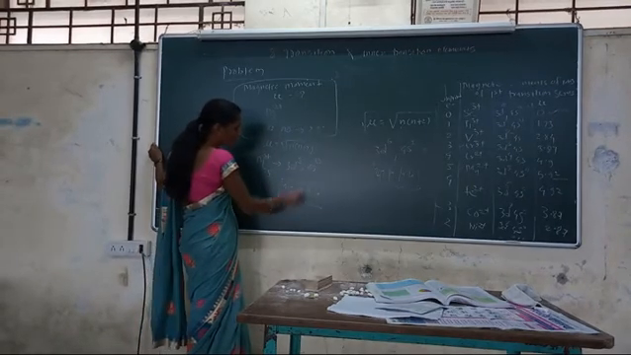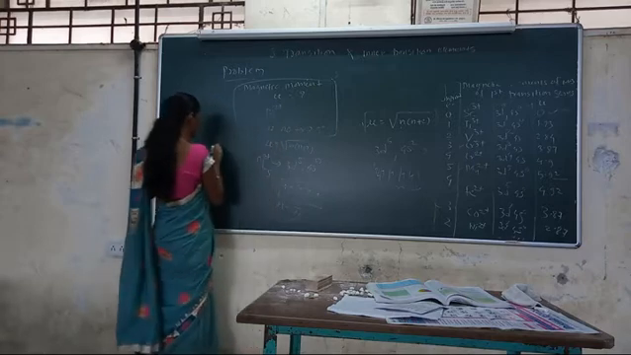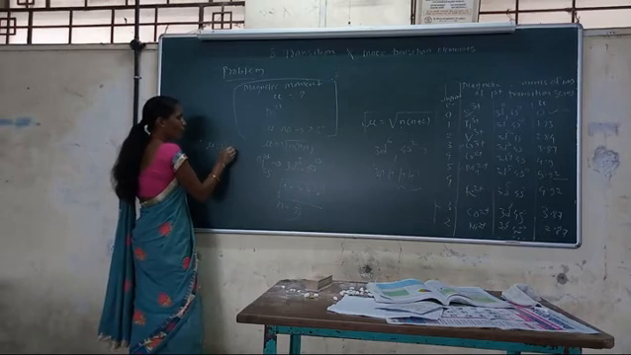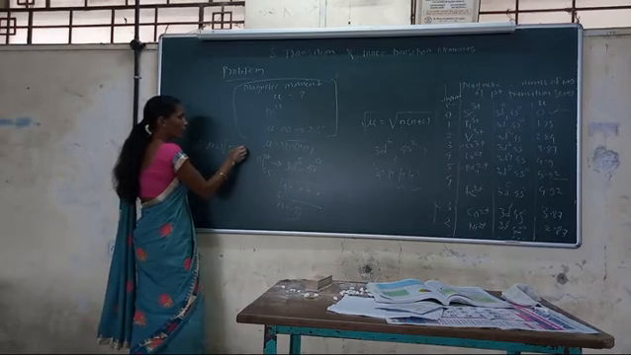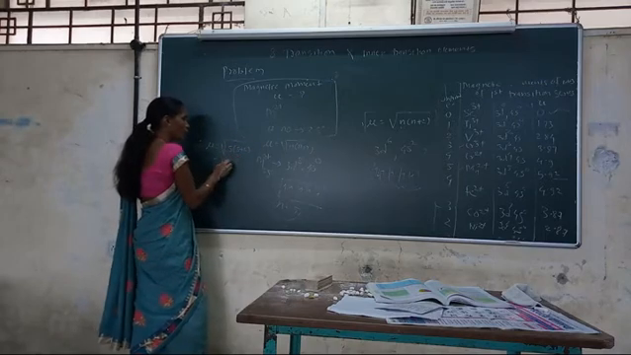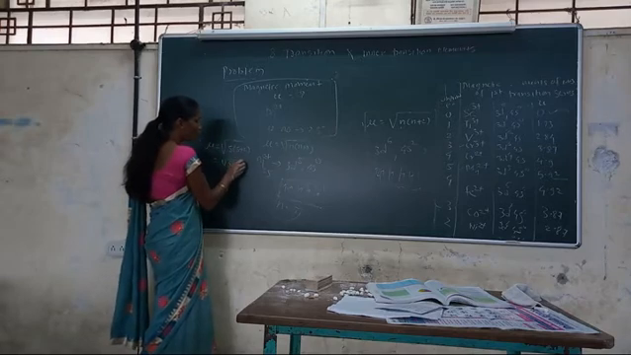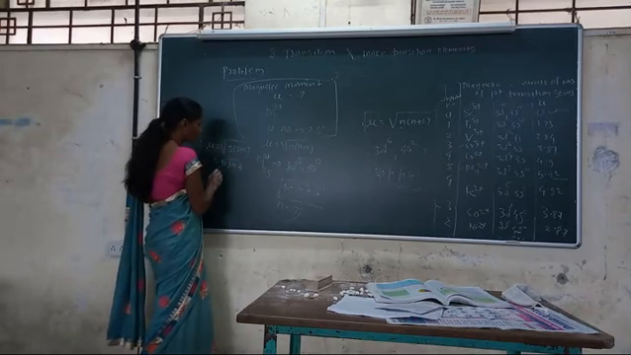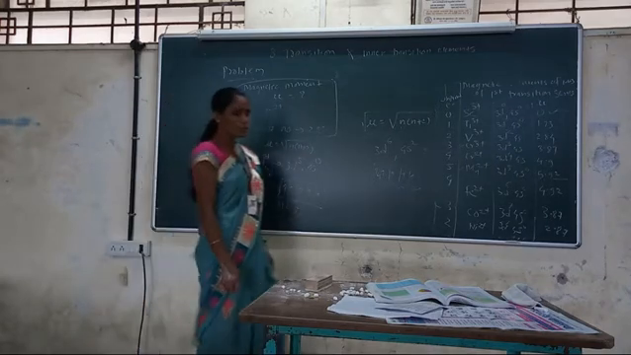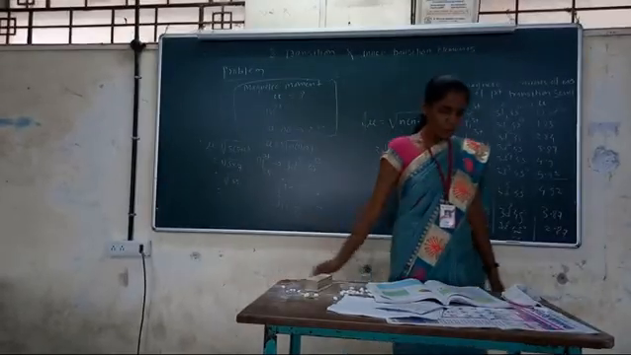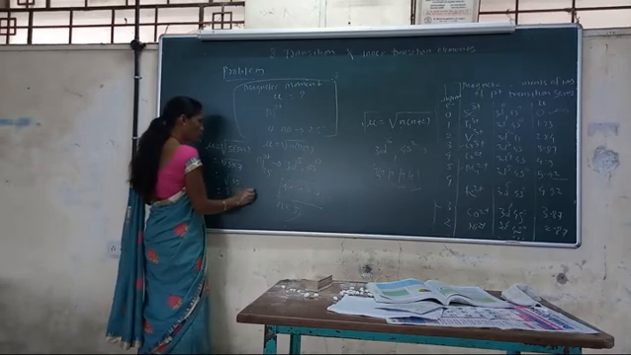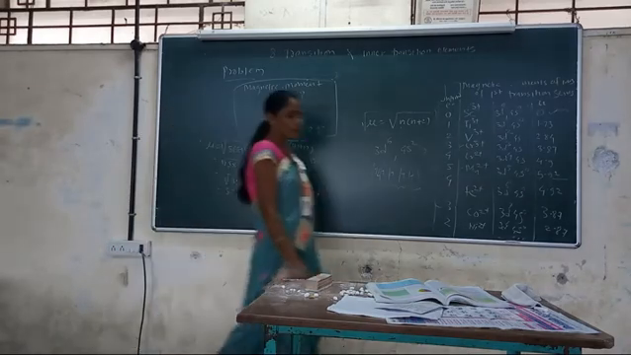Put this value in the mu equation. Therefore mu is equal to under root 5 into bracket 5 plus 2 bracket complete, which is under root 5 into 7, that is 35, and the answer of this is 5.92 BM.